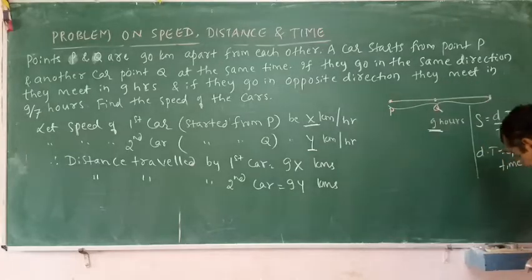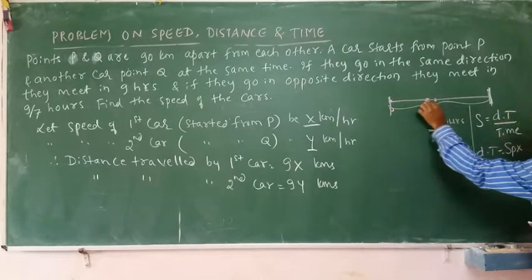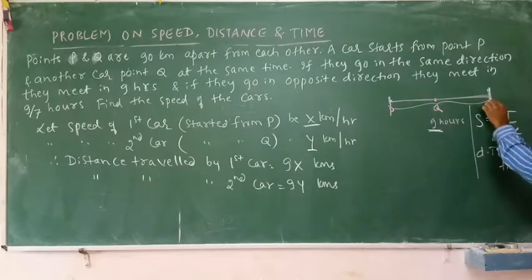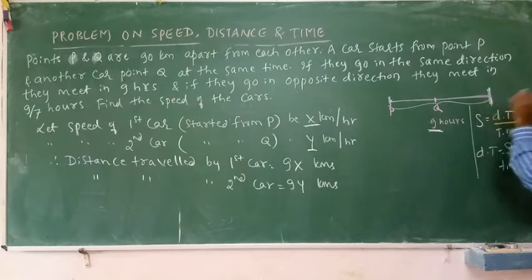See here, they already met at this point. Okay? So from here to here, the first car travels and it has stopped here. The second car started from here to here. It stopped here. They both met here.